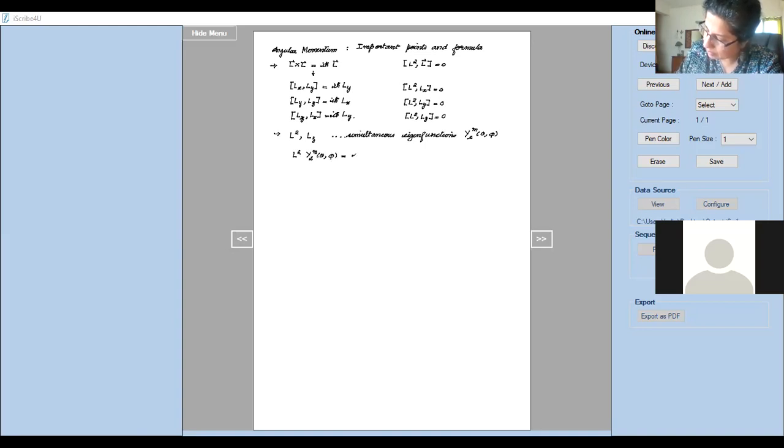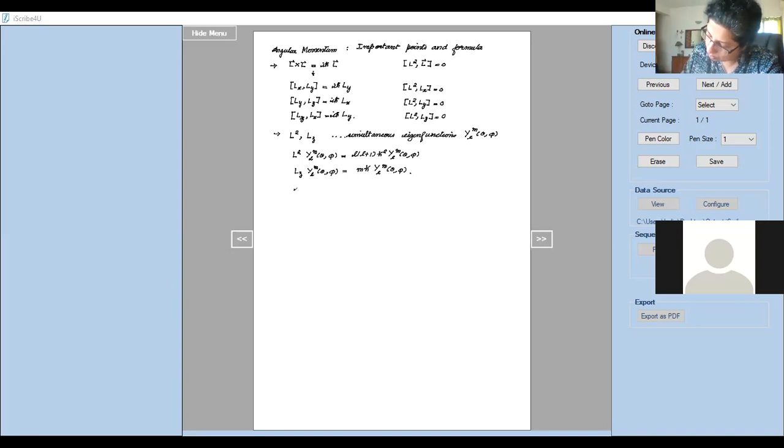Okay, this is nothing but L² Y_lm(θ, φ) is equal to l(l+1)ħ² Y_lm(θ, φ). Please remember the l and the m are written as subscripts, one beside the other, l leading followed by m. And then of course you have Lz Y_lm(θ, φ), which is equal to mħ Y_lm(θ, φ). A few pointers over here.